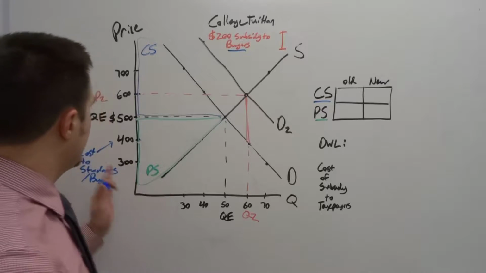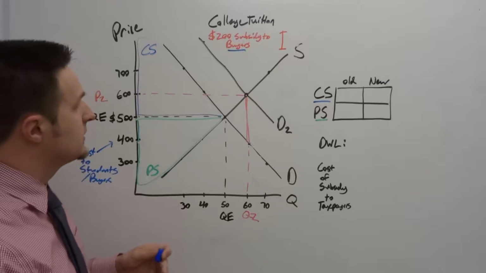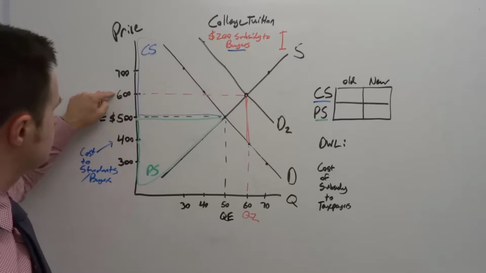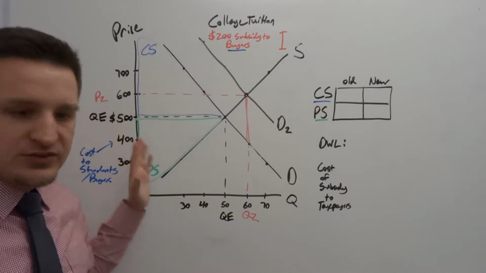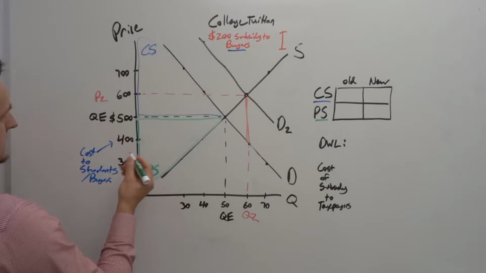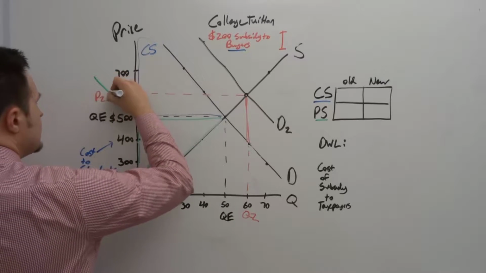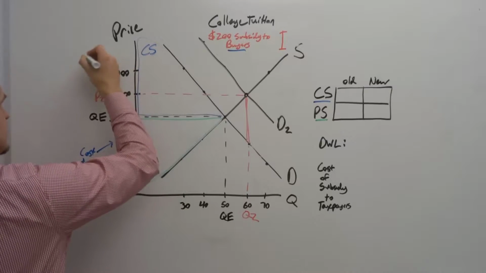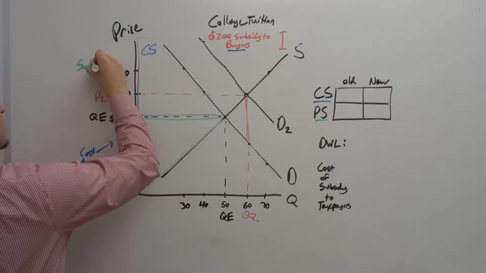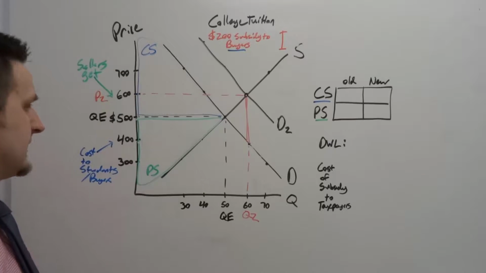Okay. However, the sellers of education, in this case the colleges, are going to be receiving that full amount of $600. So the benefits, of course, in this case the money received by the college, is going to be what the seller gets, that $600. So the sellers are going to get this full $600.